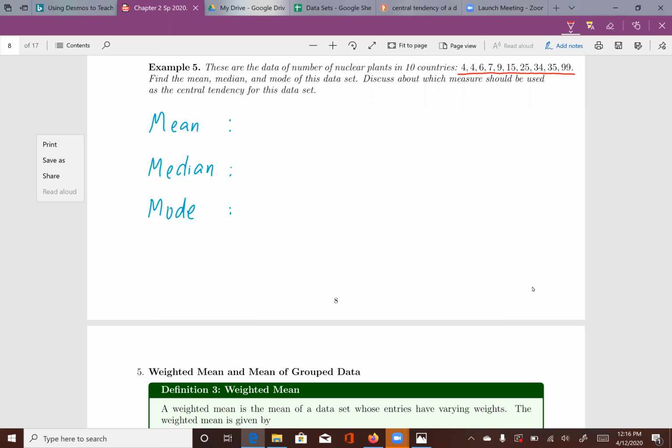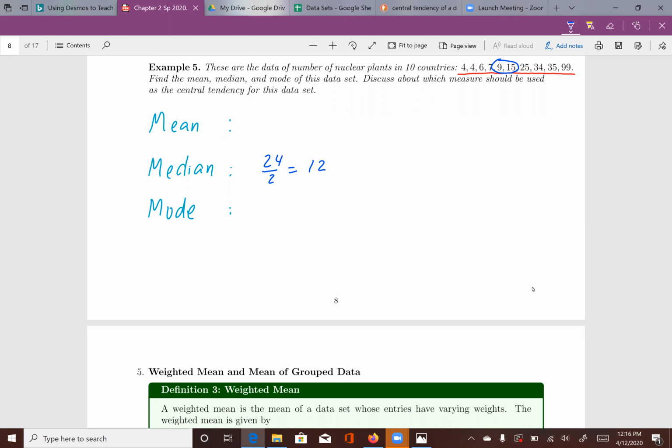The median: since we have 10, an even number of entries, the median will be the average of the two middle values. So where are the two middle values? They should be these two values here. As you can see, there are 4 entries to the left of 9, and 4 entries to the right of 15. So 9 and 15 are the middle values, and the median should be the average of 9 and 15. I calculate this as 24 divided by 2, which is 12.